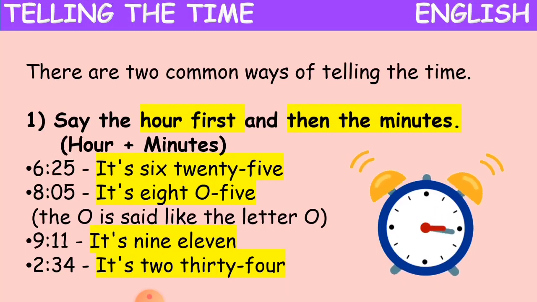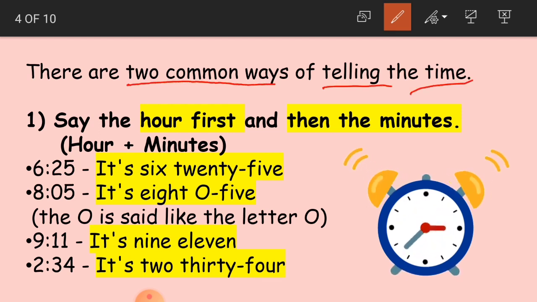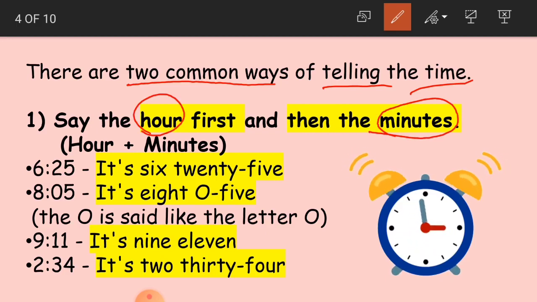Clear? Now, one thing you have to understand is that there are two common ways of telling the time. One is to say the hour first, and then the minutes. Suppose here it is 6:25. You can say it's 6:25.